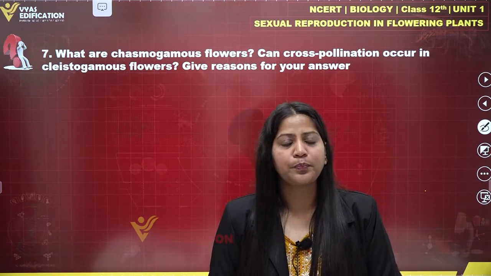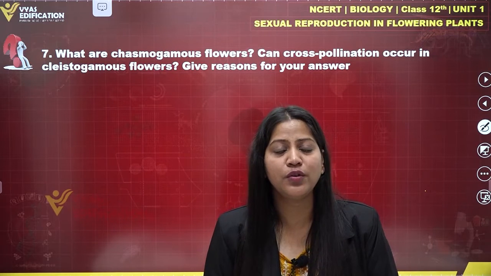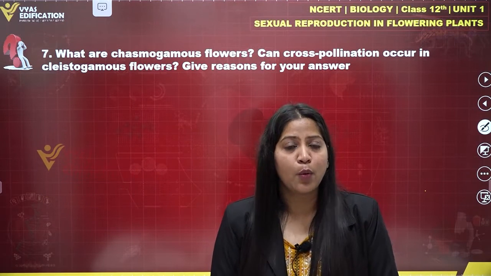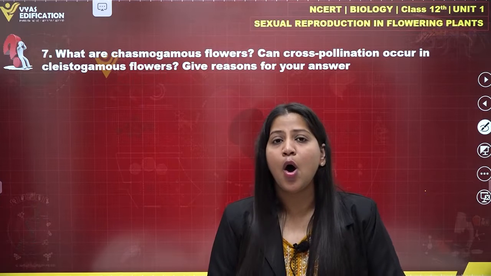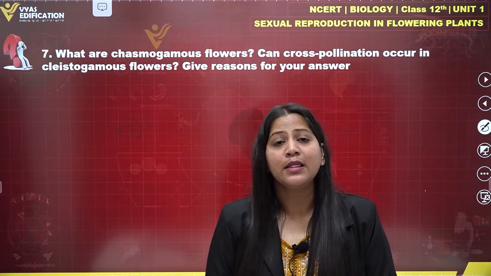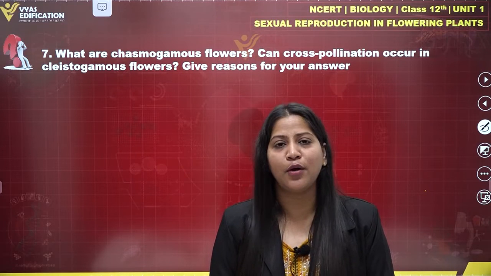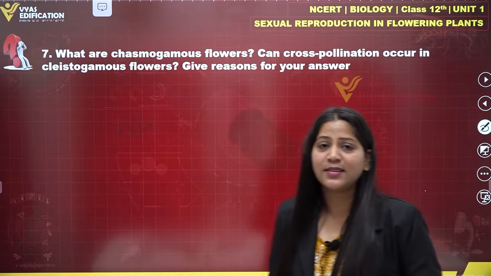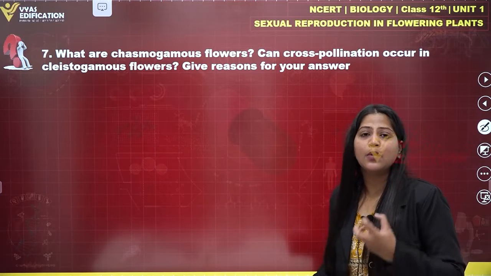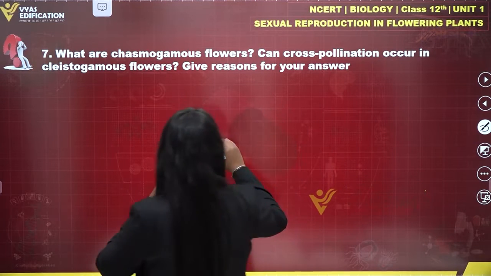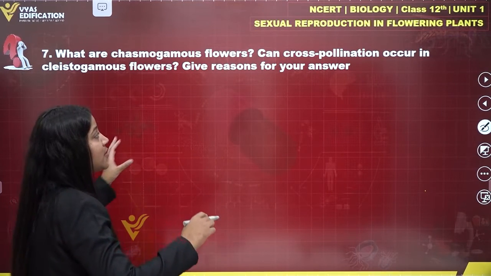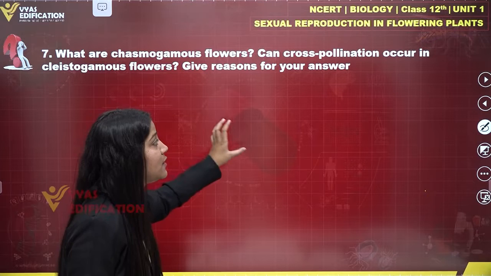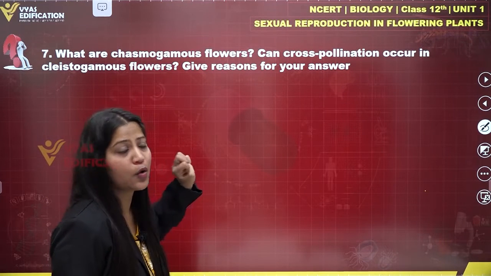But why is it so? These plants consisting of two types of flowers provide themselves chances of cross-pollination, and if they miss the chance of cross-pollination, they will surely produce seeds by self-pollination. So this is the answer: what chasmogamous flowers are, what cleistogamous flowers are, and whether cross-pollination can happen in cleistogamous flowers, and if not, why not.